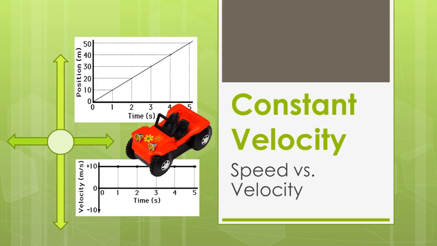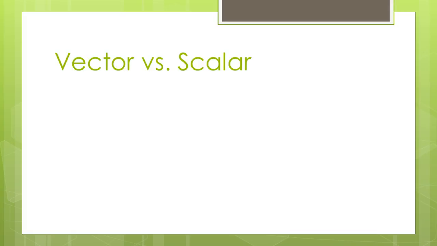We've observed constant velocity, and we've all seen and heard the words speed and velocity. Today, let's talk about the difference between the two. In order to understand the similarities and differences between speed and velocity, we need to understand two different types of values that we see in physics: vector values and scalar values.